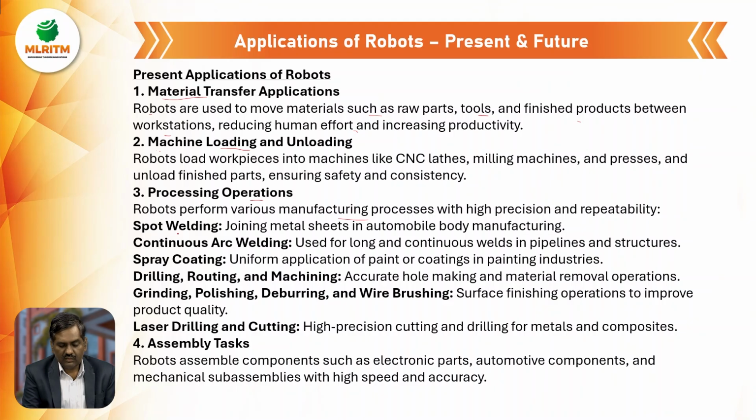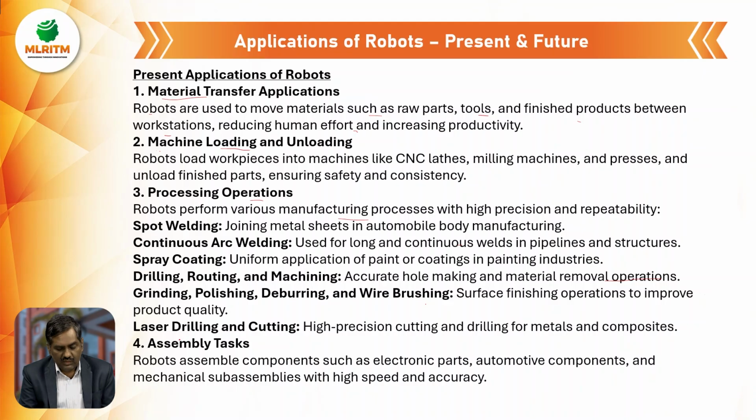Under processing operations, we come across spot welding for joining metal sheets in automobile body manufacturing, continuous arc welding, which is used for long and continuous welds in pipelines and structures, spray coating, which is uniform application of paint or coatings in painting industries, drilling, routing, and machining for accurate hole making and material removing, and grinding, polishing, deburring, and wire brushing for surface finishing operations to improve product quality.